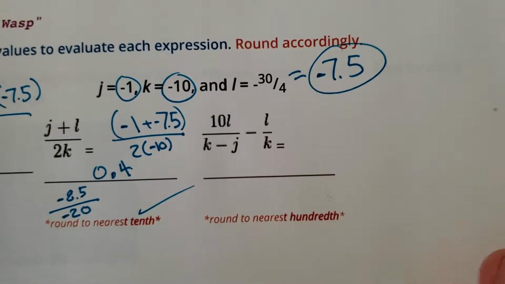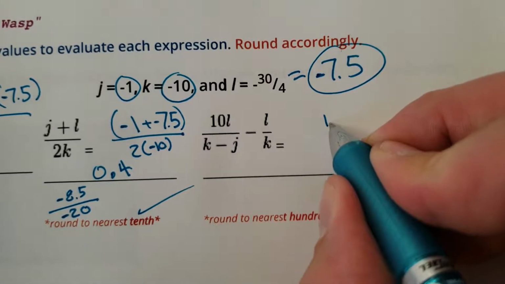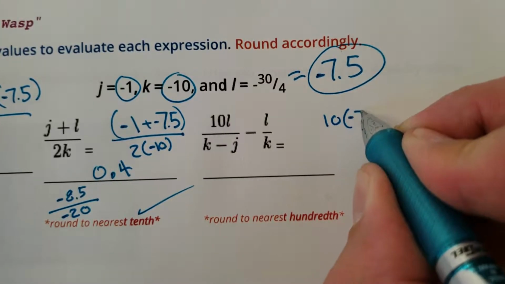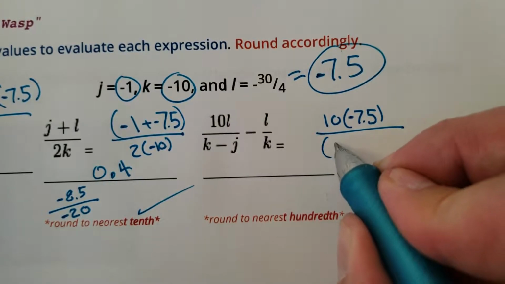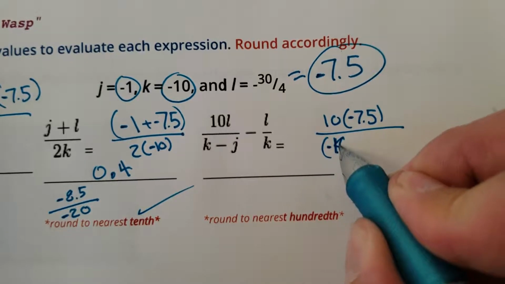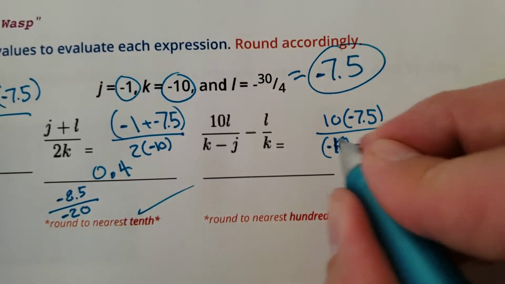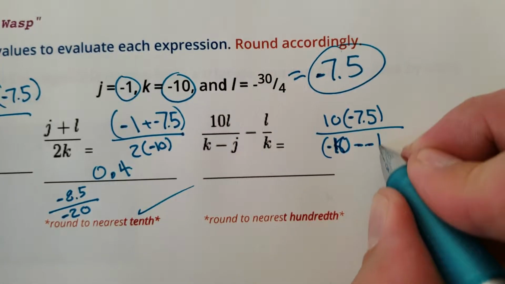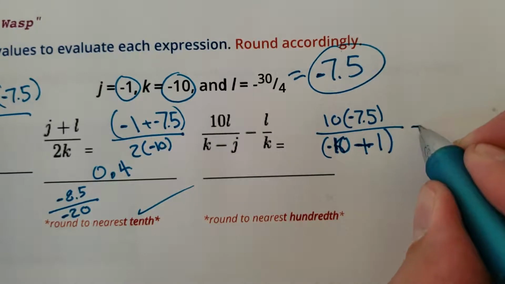And the last one here, what do we got? We have 10 times L, times that all over, minus 10. What did I write a K for? Silly. Yeah, I know it's a K. Minus 10 minus a negative 1. When you subtract the negative, it's actually plus. A little simplification before I do stuff.